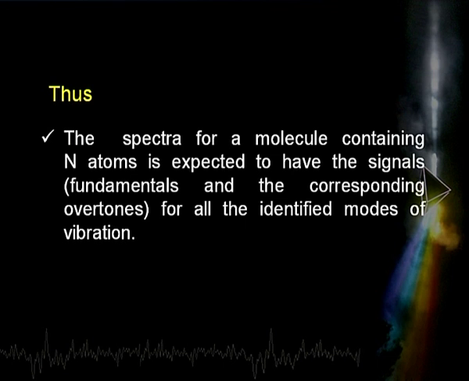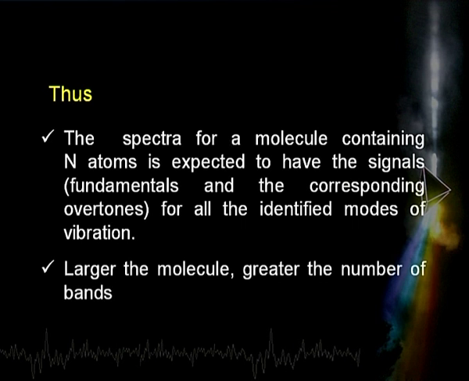Thus we can say that the spectrum of a molecule containing n atoms is expected to have signals, fundamentals and the corresponding overtones, for all identified modes of vibration. Say, in the example of benzene, 30 modes. Each of the 30 fundamentals and so on are all expected to be there. That means we expect the IR spectrum to be highly complex. Do we get a complex spectrum? Let's see further. The larger the molecule, the greater the number of such bands.